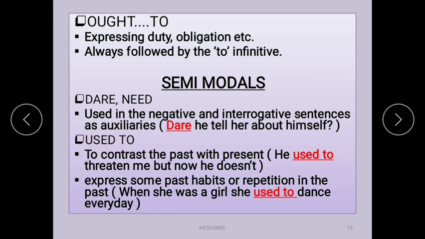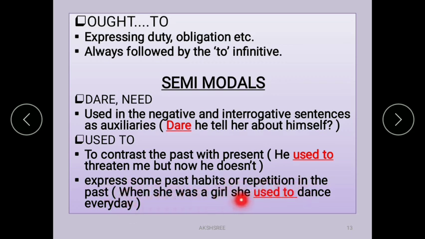Next one is used to, which contrasts the past with the present. When we have to compare the past with the present, we will use used to. He used to threaten me, but now he doesn't. In past days, he always threatened me, but now at present he does not.